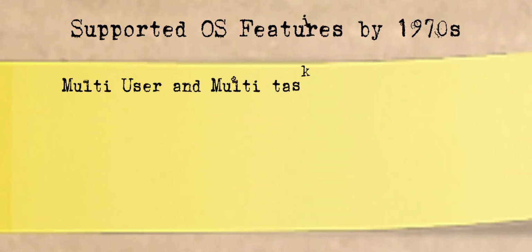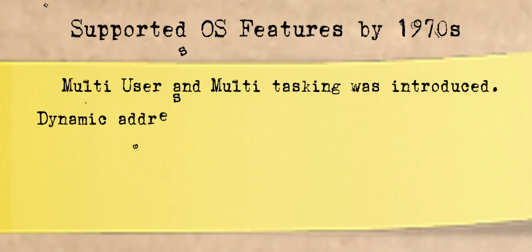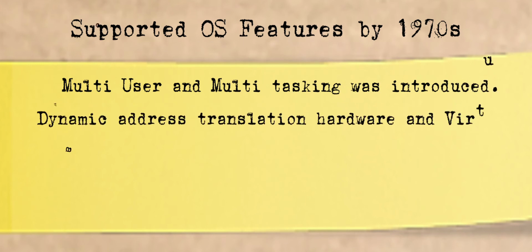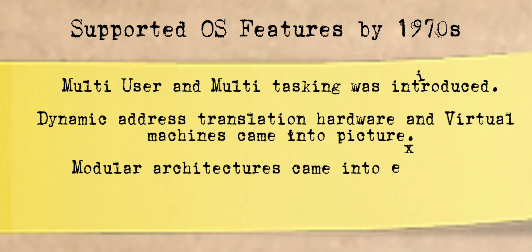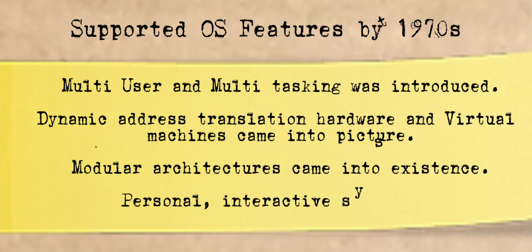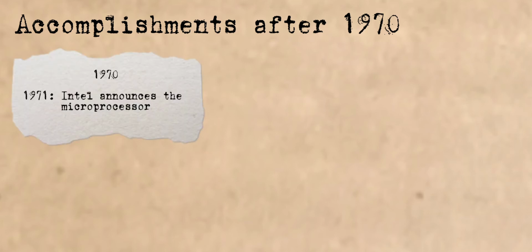Supported OS features by the 1970s. Multi-user and multitasking were introduced. Dynamic address translation hardware and virtual machines came into the picture. Modular architectures came into existence. Personal interactive systems came into existence. Accomplishments after 1970.